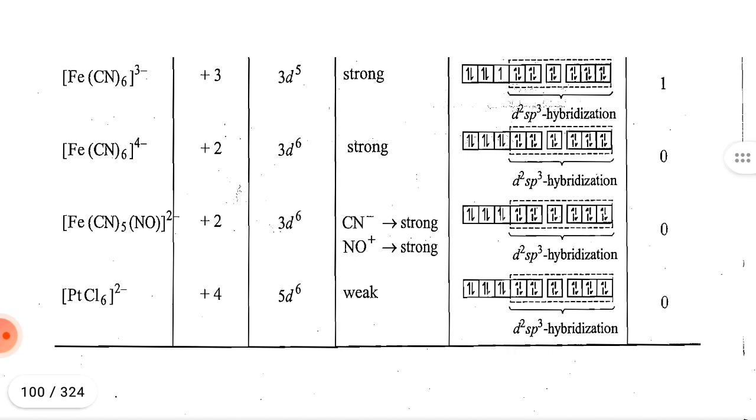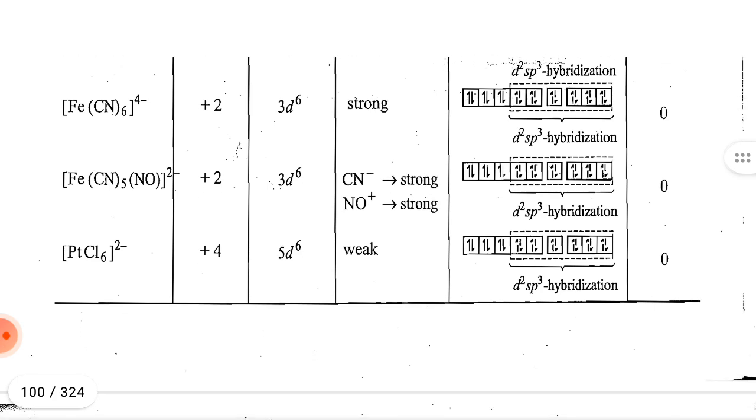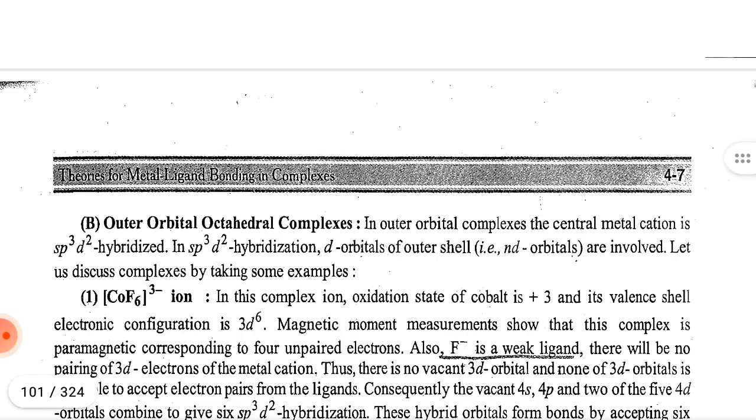Then [PtCl6]2-, the oxidation state of platinum is +4. Platinum will have 5d6. Chlorine is a weak field ligand, so platinum in the 5d orbital will show 6 electrons, and the 6 chlorines will share 12 electrons and form d2sp3 hybridization, so the magnetic moment will be 0. Sorry, unpaired electrons will be 0, that means diamagnetic.